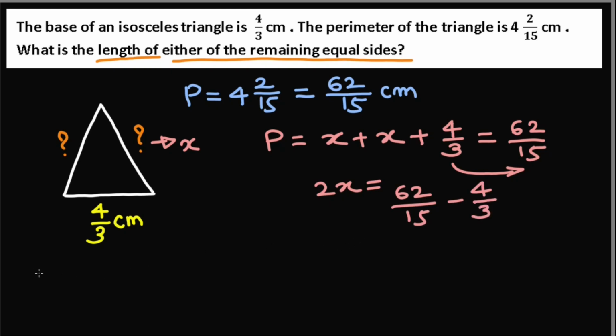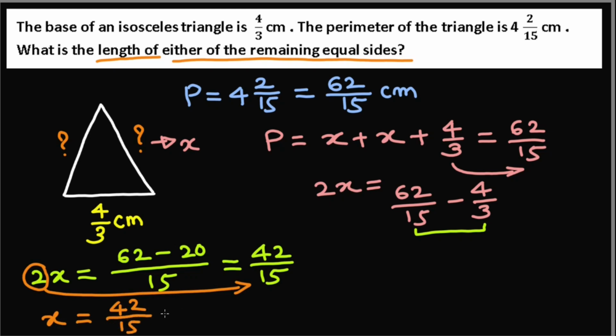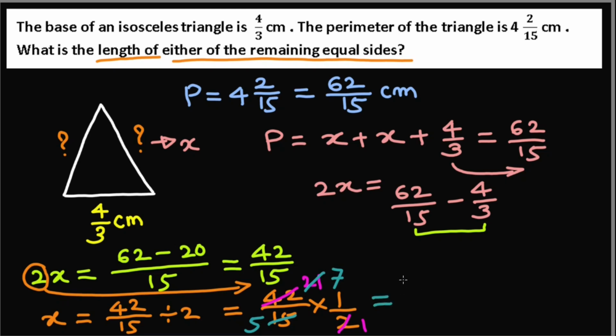Now this 2x will be, the LCM of 15 and 3 is 15. So LCM 15 divided by this 15 gives us 1, and 1 multiplied by 62 will be 62, minus LCM 15 divided by 3 will be 5, and 5 multiplied by this 4 will be 20. That will be 42 divided by 15. Now, in order to find x, we have to move this 2 towards right. So it will be 42 by 15 divided by 2, that will be 42 by 15 multiplied by reciprocal of 2, that will be 1 half. 2 ones are 2, 2 twos are 2 ones are 2. Next, 3 fives are 15, 3 sevens are 21. So that gives us x equals 7 by 5.